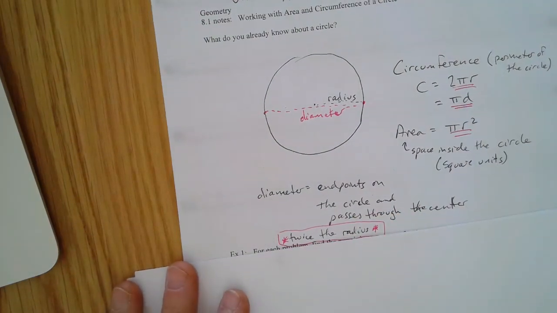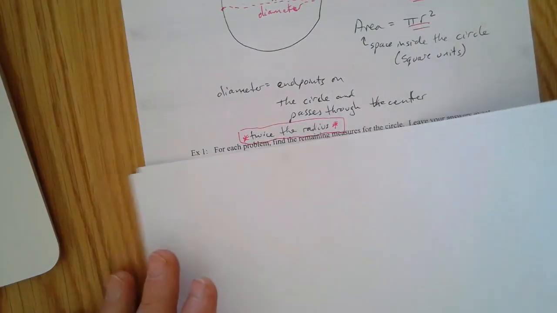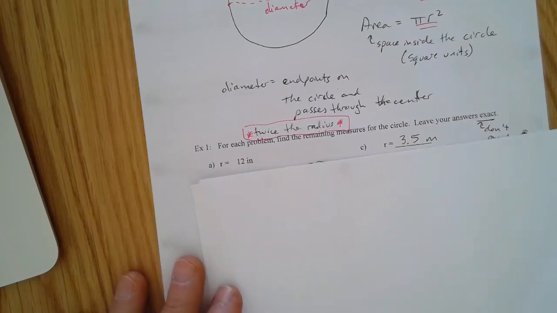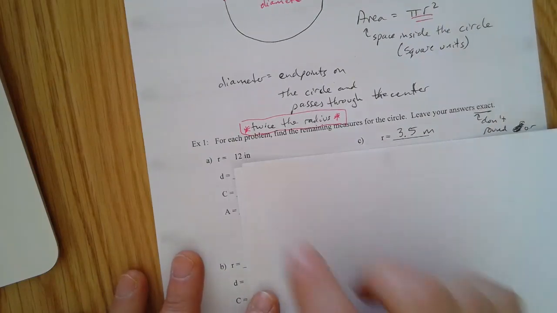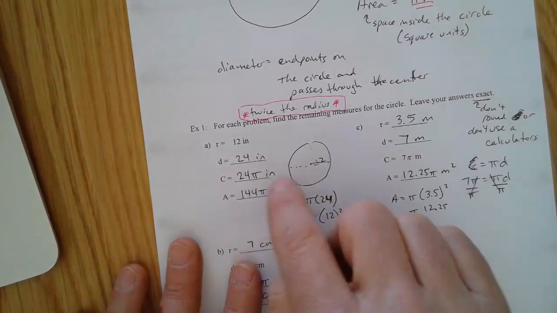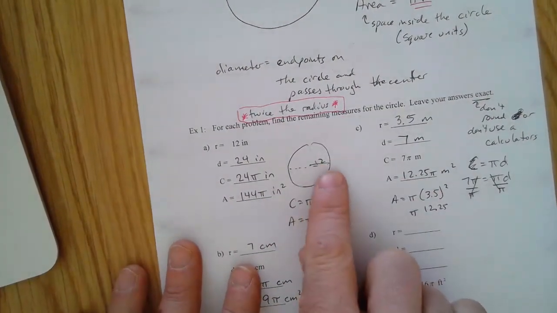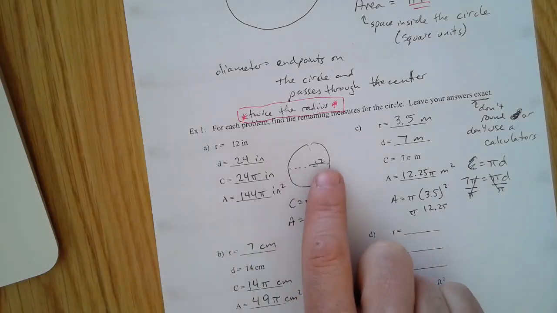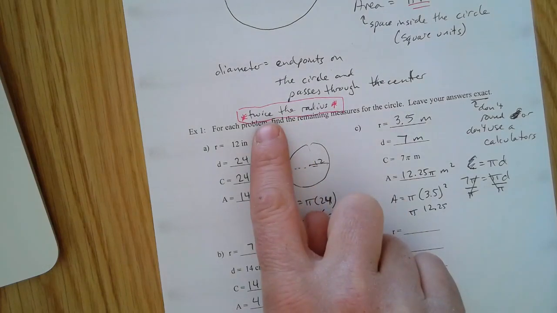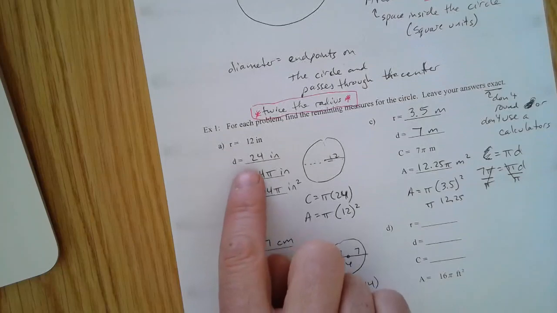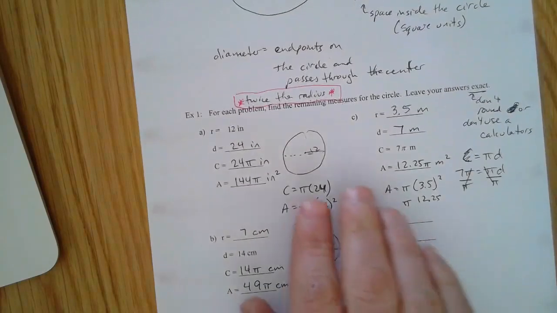So if we were to do some examples of applying this, let's start with C. The radius is given as 12 inches. I started by drawing out my circle with a radius of 12 inches. Once I had that radius, I asked myself, what's the diameter? We just remember the diameter is twice the radius, so I drew that diameter in and put 24 inches right there.